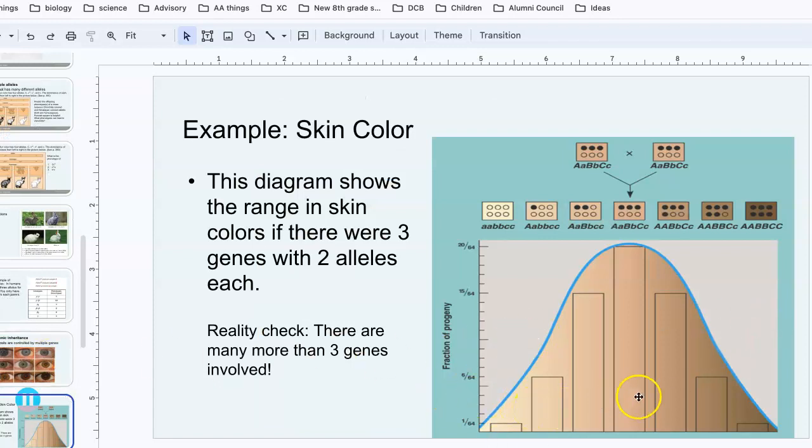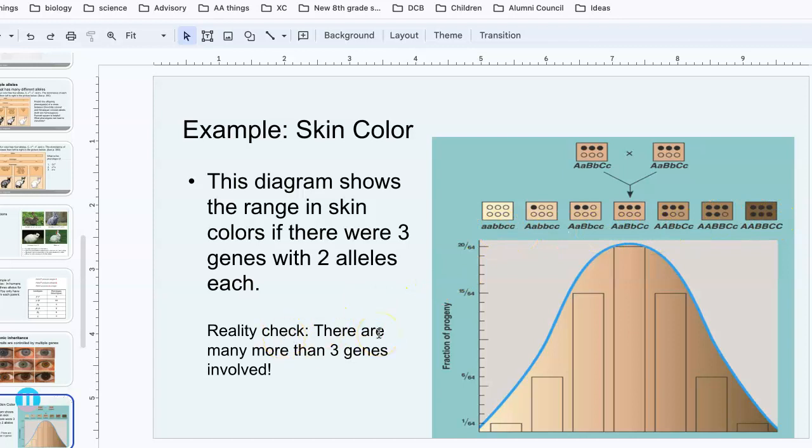Same idea with skin color. You can see there's a genotype for A, B, and C with different combinations leading to different productions of melanin, which is going to lead to different colors of skin. Now, we're doing this as a simple combination with these parents, which are heterozygous for each of them, which means that they could have a mix of them.